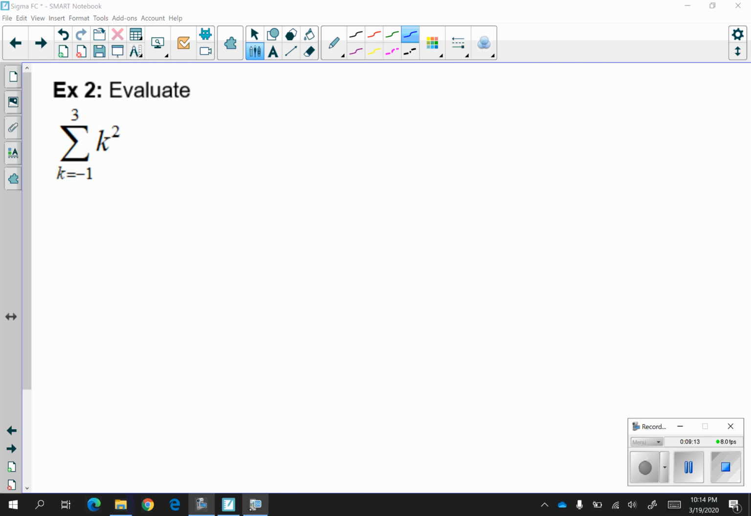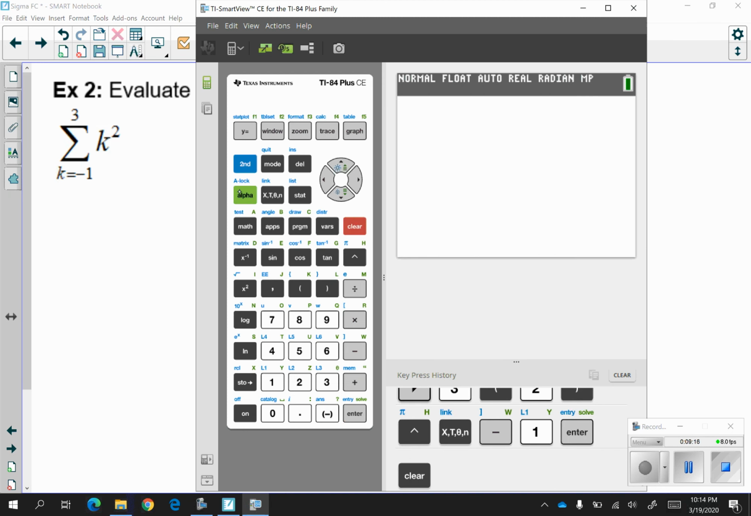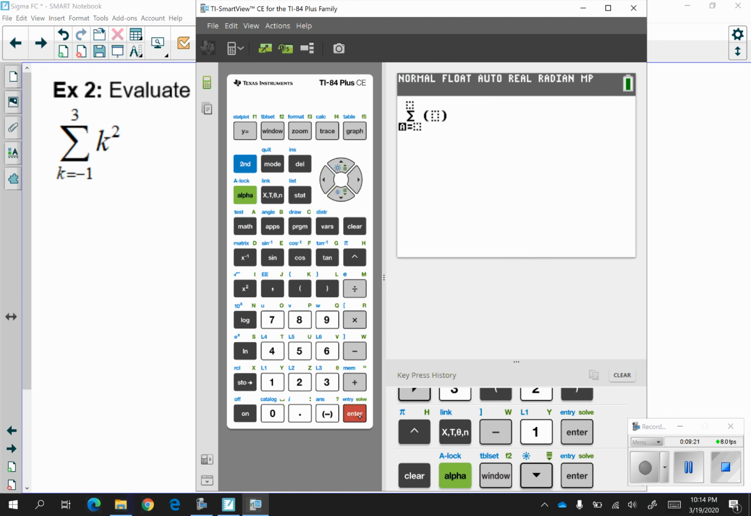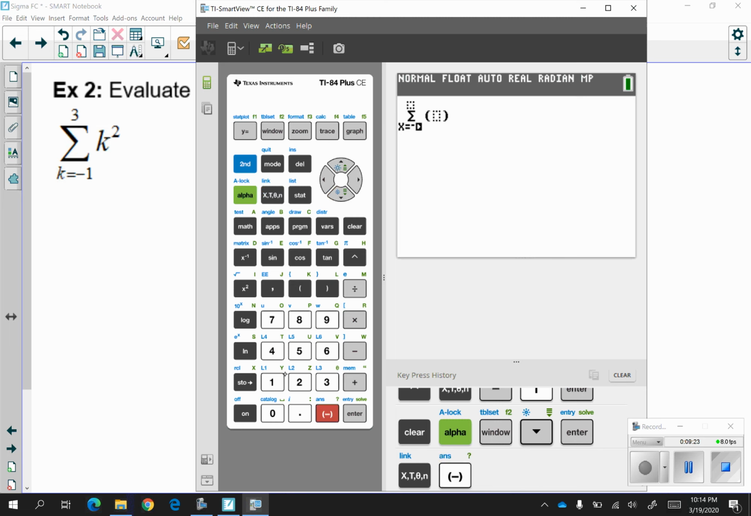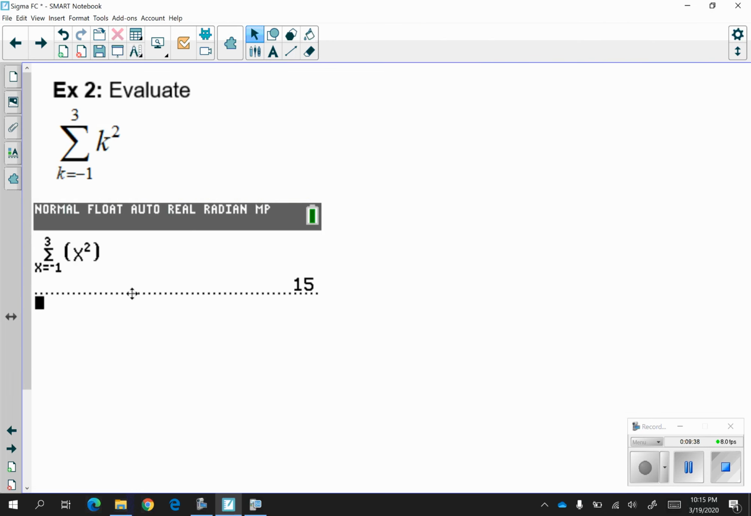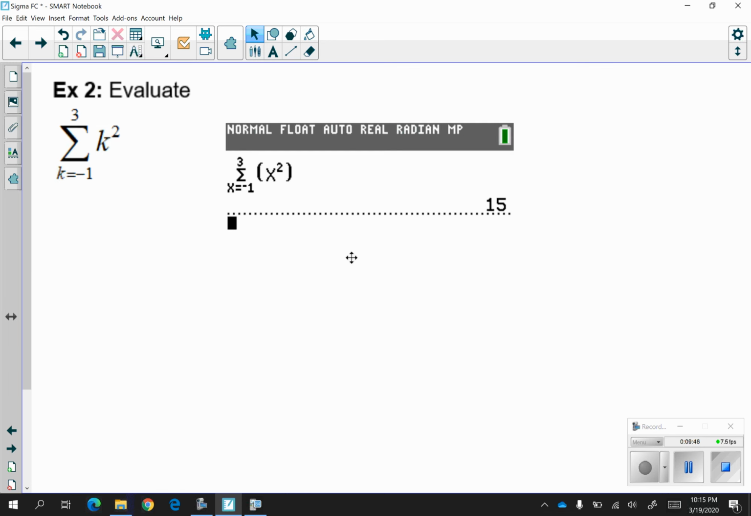So we're going to put this one in our calculator now. We're going to go to alpha window, choose choice 2. We're starting at x in this case of -1, going up until 3. And the explicit formula, the pattern going on, is x squared. And it tells you that your answer is 15 if you were to actually do this. Right? So try not to do it by hand. Do it the easier way.